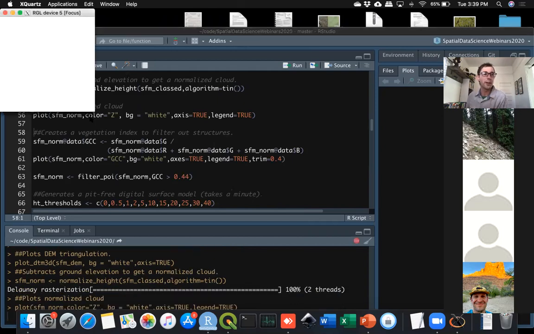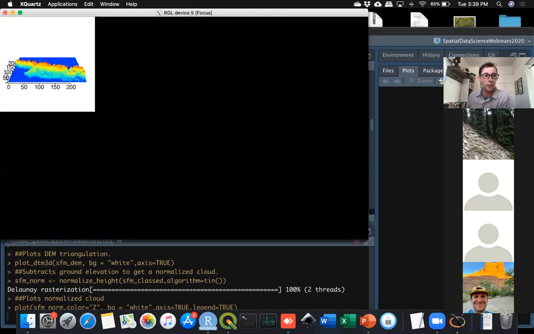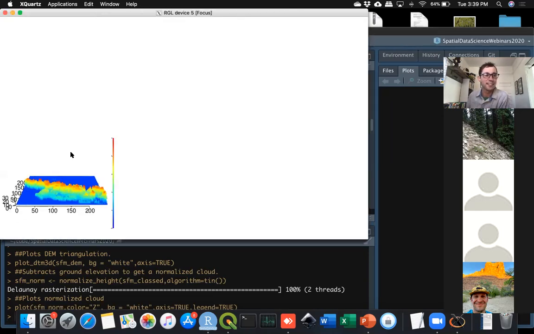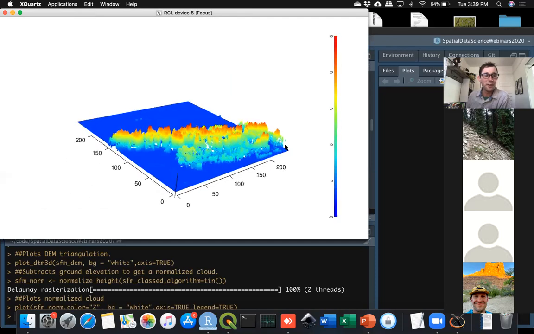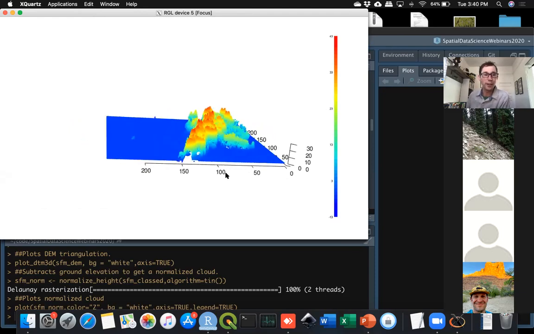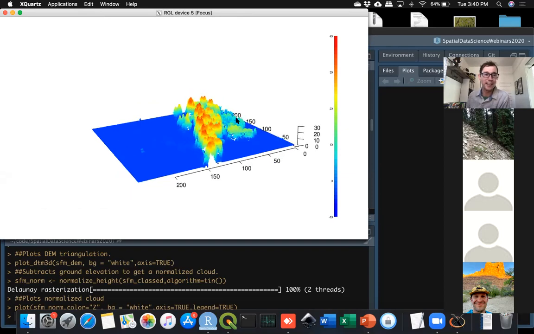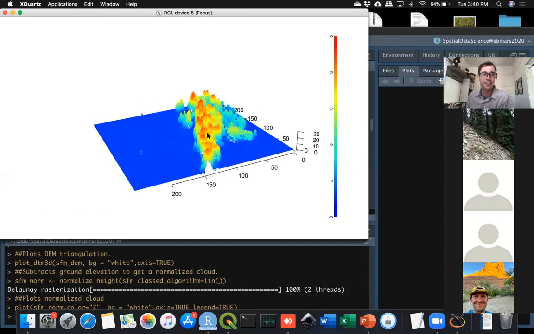And if I plot the result, it's going to look similar to the point cloud that we saw before. But here it looks like the topography is totally flat, which is exactly what we want, right? So now the Z coordinate is represented by height above ground instead of height above sea level, which is what we want.